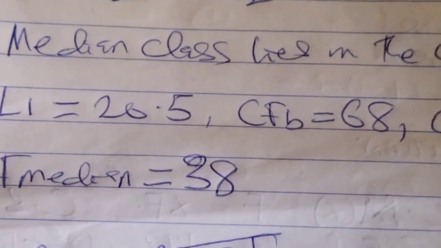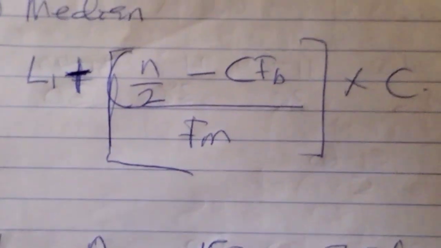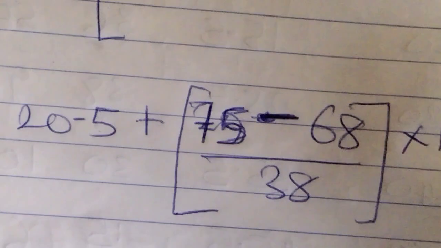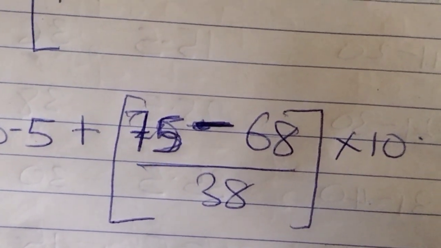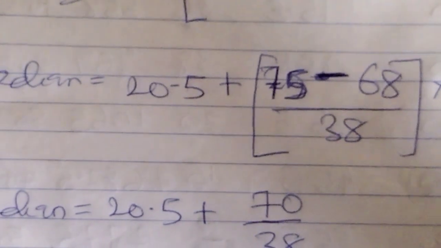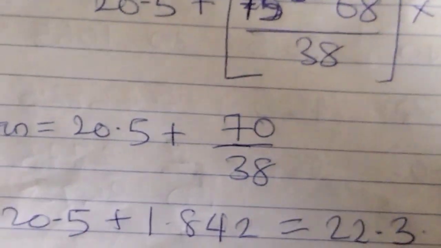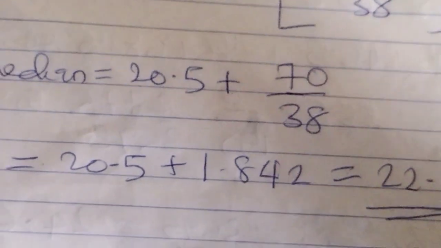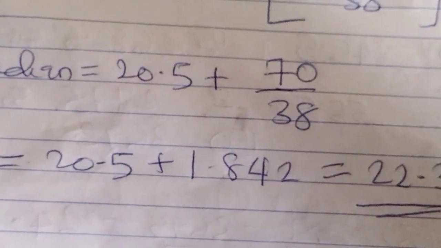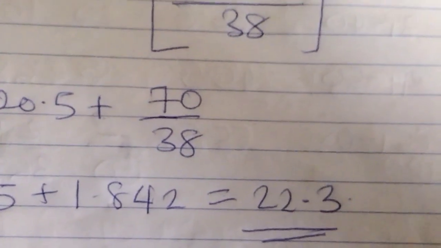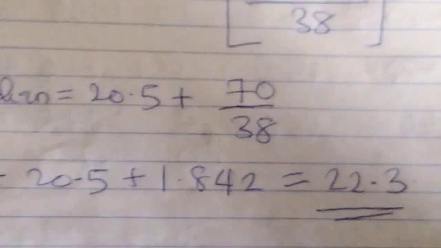So solving for the median, inputting the values into the formula above, we now have median equal to 20.5 plus bracket open 75 minus 68 all over 38 multiplied by 10. Solving this out, median equals 20.5 plus 70 all over 38. That becomes 20.5 plus 1.842, and that gives us 22.3 to 1 decimal place as the median.